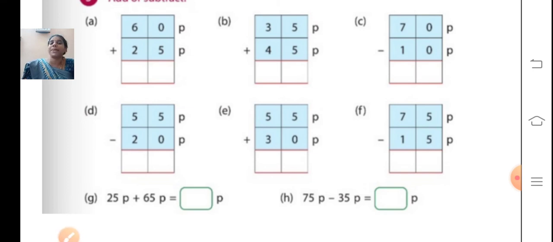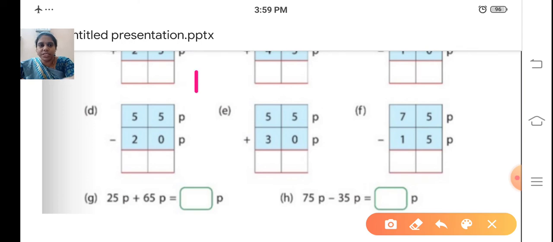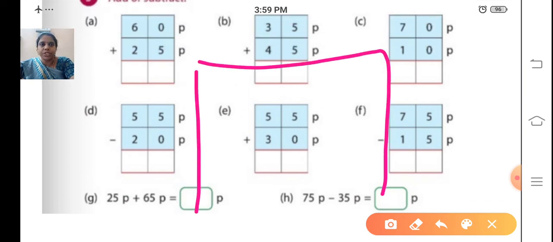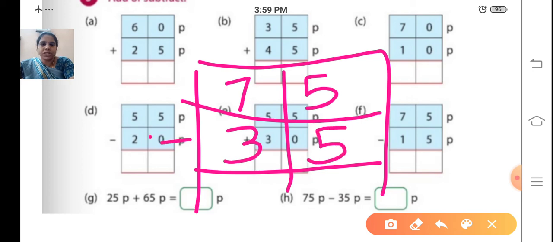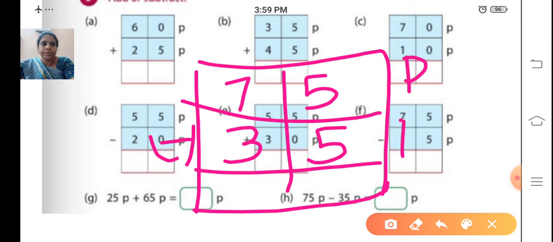75 pies minus 35 pies. I will write this, and you're going to do it now. Just make a column like this. You're going to do this in your notebook. First write 75 pies, then 35 pies. Write the subtraction symbol. Then you're going to subtract these two. Will you do this? Okay.